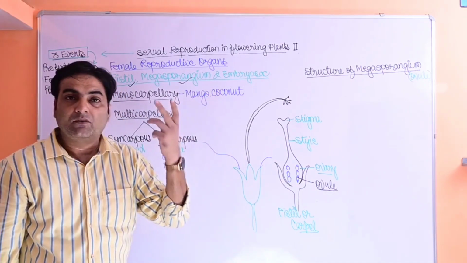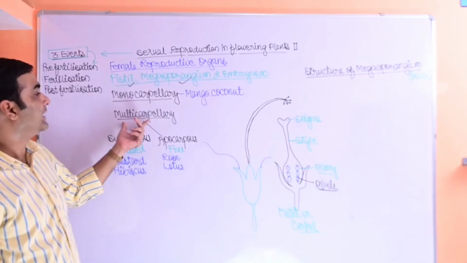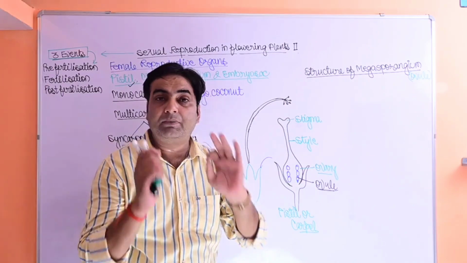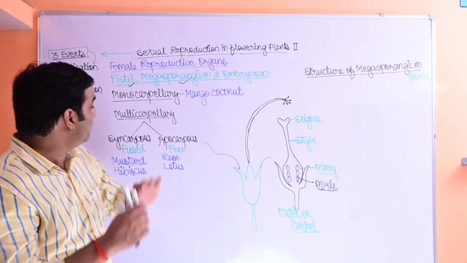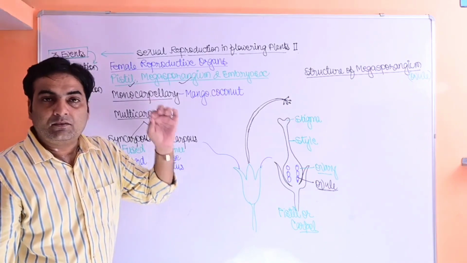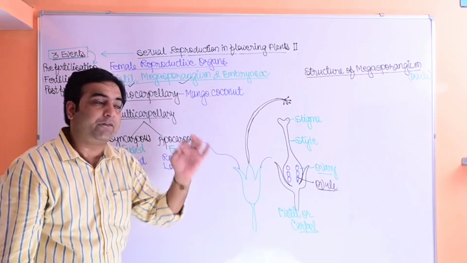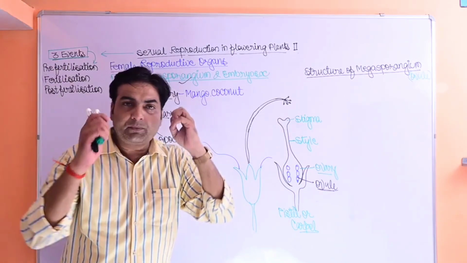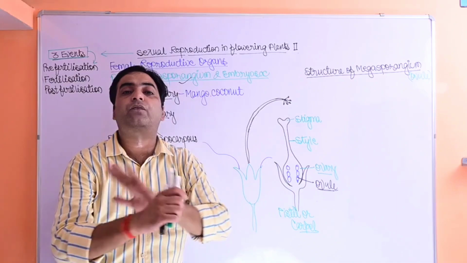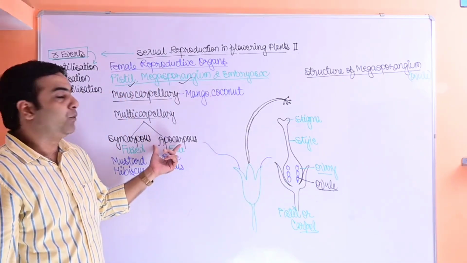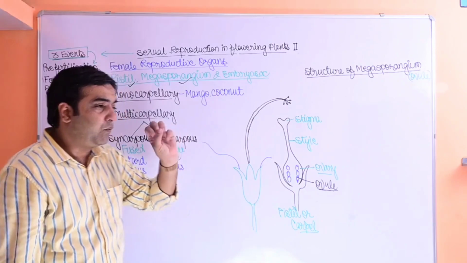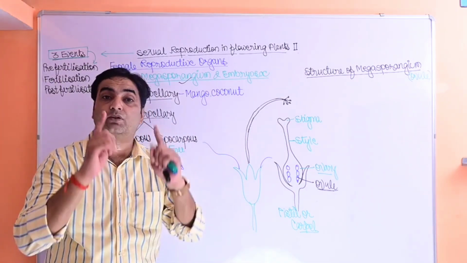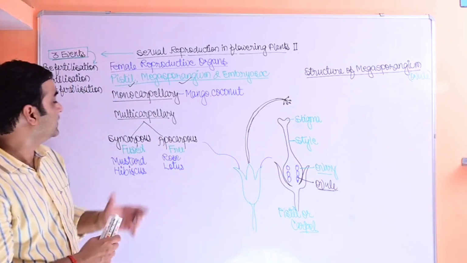Multicarpellary means more than one carpel is there. So this is of two types. When multiple, many carpels are present and they are fused, it is called syncarpous. And when so many carpels are there but they are free from each other, it is called apocarpous. So apocarpous is the free one, carpels more than one and free. Syncarpous carpels are more than one and they are fused. These are the two types.